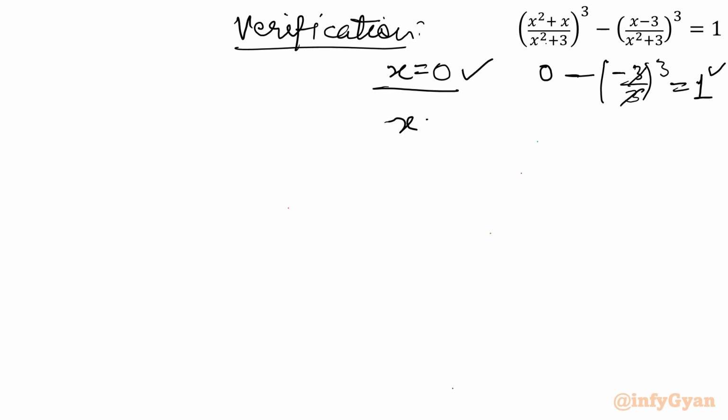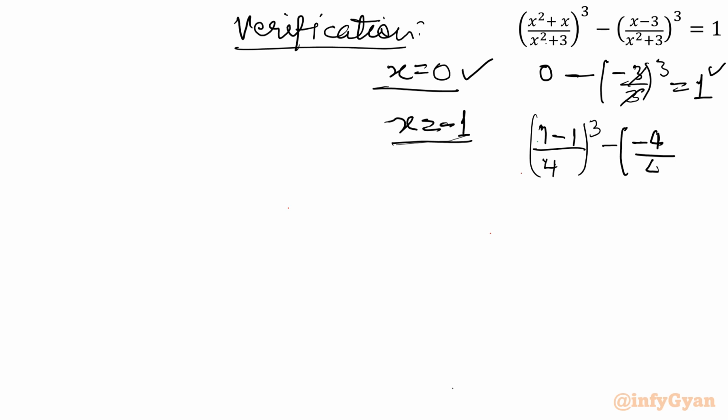Now come to the second value, x is equal to negative 1. If I put negative 1, then see what will happen here. The first bracket will be negative 1 square, 1 minus 1, so this term again will be 0. 1 plus 3, 4. No need to write, this value is 0, minus negative 1, negative 3, negative 4 over, what will we write, negative 1 square, so 4, whole cube. Again same thing, this is 0, minus of minus 1 whole cube. So it is equal to plus 1, verified.